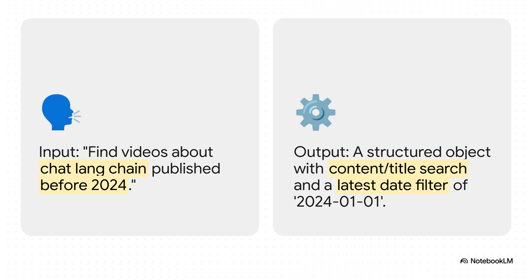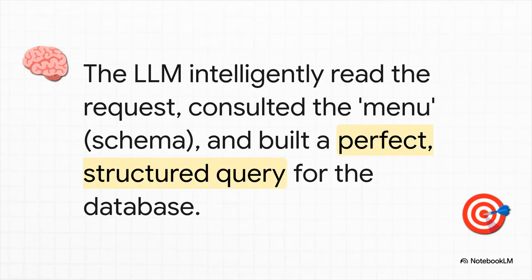I mean, look at this. The LLM correctly figured out that chat LangChain was the main topic, so it put it in both the content search and the title search. And it correctly interpreted before 2024 as a date filter, setting the latest publish date. It's perfect. So this just shows the whole process in a nutshell.